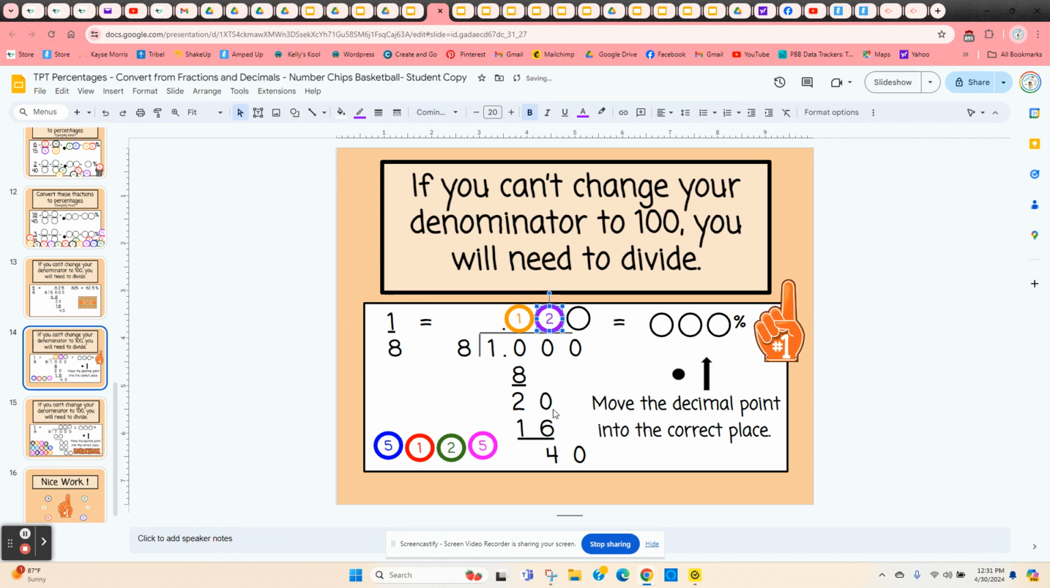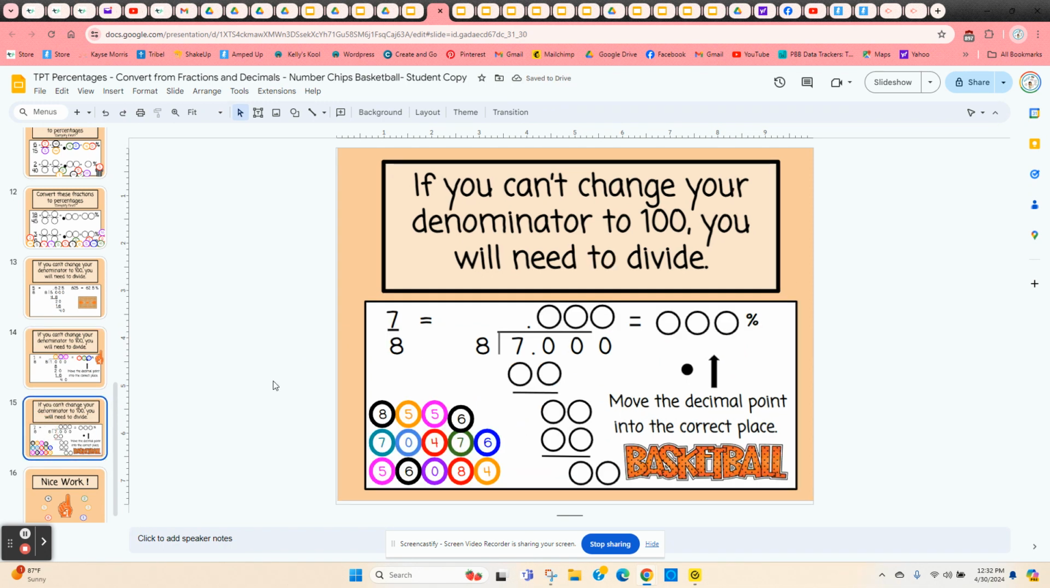8 times 2 is 16. If I subtract, I get 4. Bring down another 0. I get 40. And then 8 goes evenly into 40 5 times. So if we move the decimal point 2 places to the right, we will get the percentage. So the percentage would be 12. And we're going to move that decimal point, because it's movable also, 12.5%.